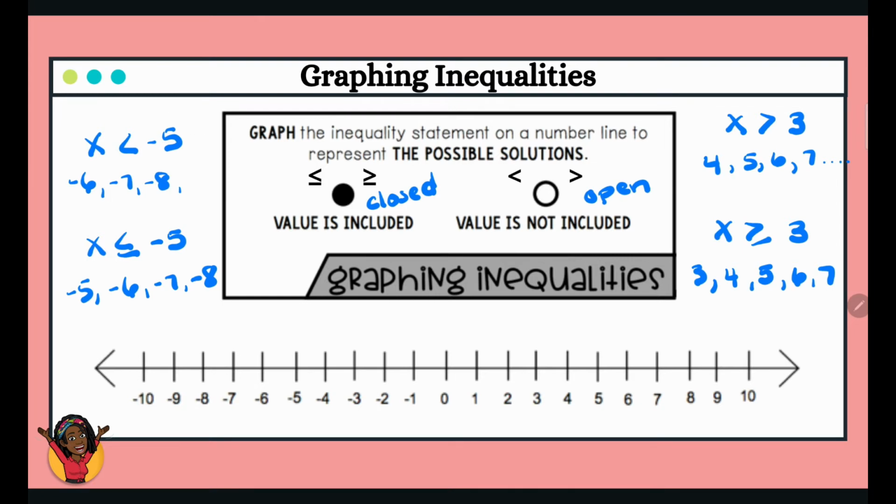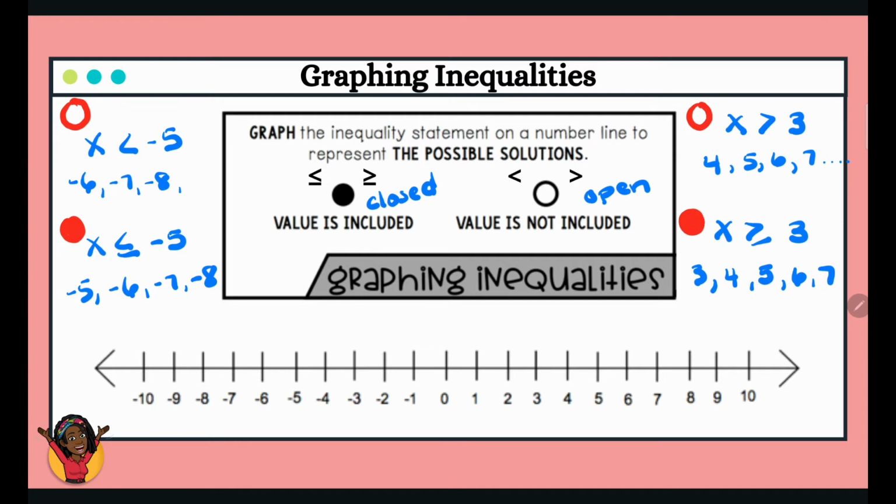Which of these would we use an open circle for, and where would we use a closed circle? For x is less than -5, there's no equal to, so that's an open circle. X is less than or equal to -5 would be a closed circle, so we shade it in. X is greater than 3 is going to be open. X is greater than or equal to 3 would be closed, so we shade that one in.